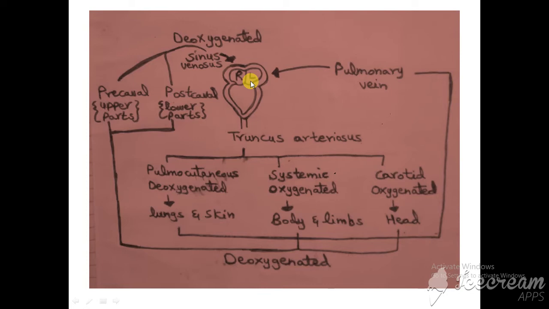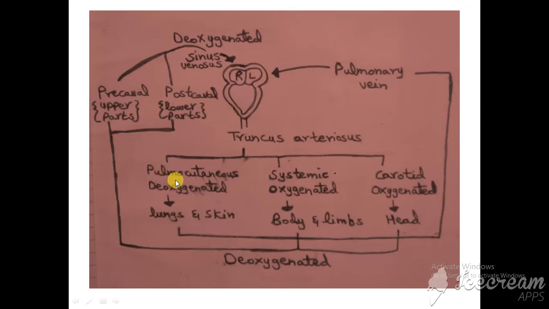In the left auricle, the blood enters by means of the pulmonary vein, and in the right auricle, the blood enters by means of the sinus venosus. The 2 auricles contract at the same time. The blood from the auricles enters the ventricle, and when the ventricle contracts, the blood moves into the truncus arteriosus. The deoxygenated blood from the truncus arteriosus will enter the pulmocutaneous vessels.